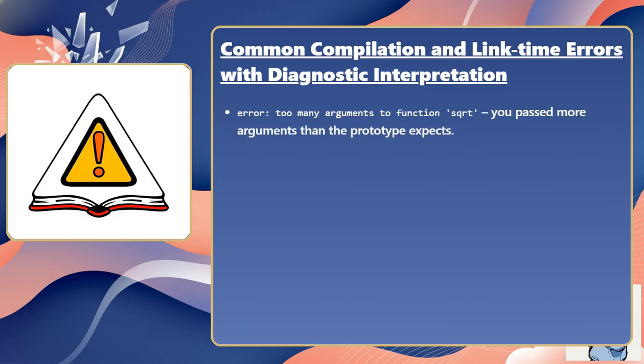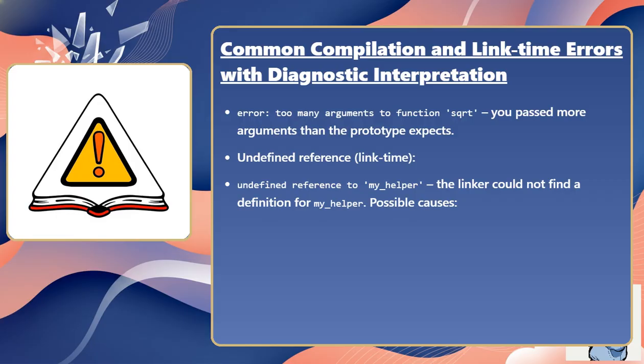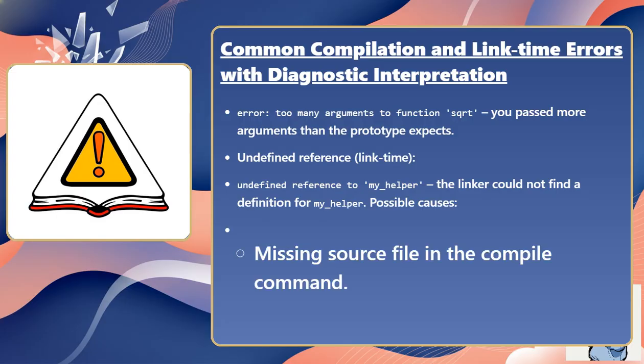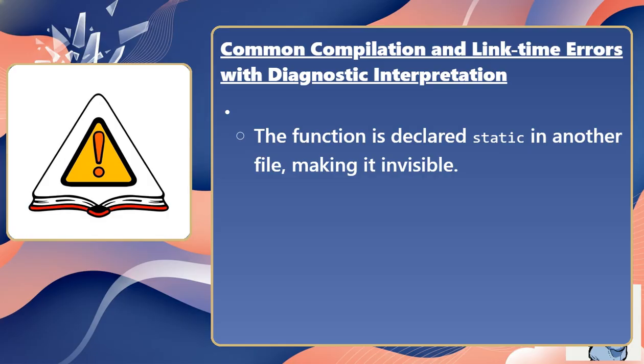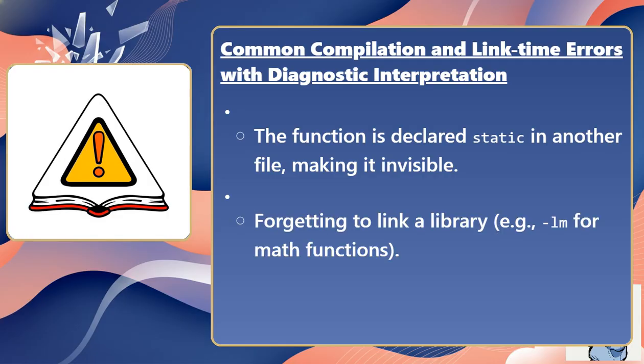Error: too many arguments to function sqrt. You passed more arguments than the prototype expects. Undefined reference, a link-time error: undefined reference to my_helper. The linker could not find a definition for my_helper. Possible causes: a missing source file in the compile command, the function is declared static in another file, making it invisible, or forgetting to link a library, for example -lm for math functions.